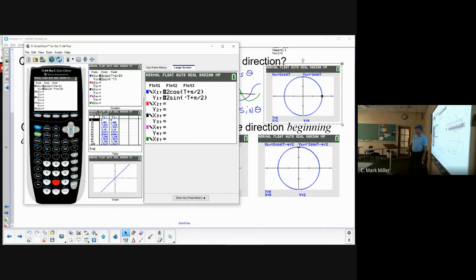Now, do you see the motivation for this? Well, if t equals 0, those two will be 0, and I got pi over 2. So whatever this does, it's going to start at pi over 2. Okay, right? Ready? Trace.